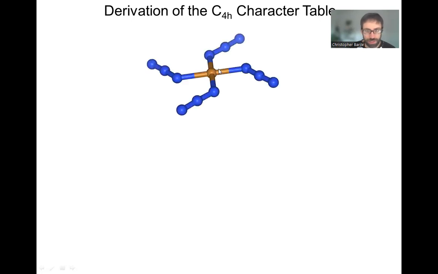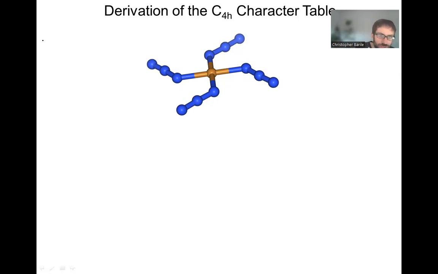Okay, in this video, we are going to be deriving the C4h character table. In order to do this, it's nice to have a molecule that we can look at that has C4h symmetry. And then from there, we can pretty straightforwardly derive what the different symmetry elements are for this point group. You don't need to have a molecule to visualize in order to do this, if you are well-versed in your point group definitions, but if you're not, it can really help.